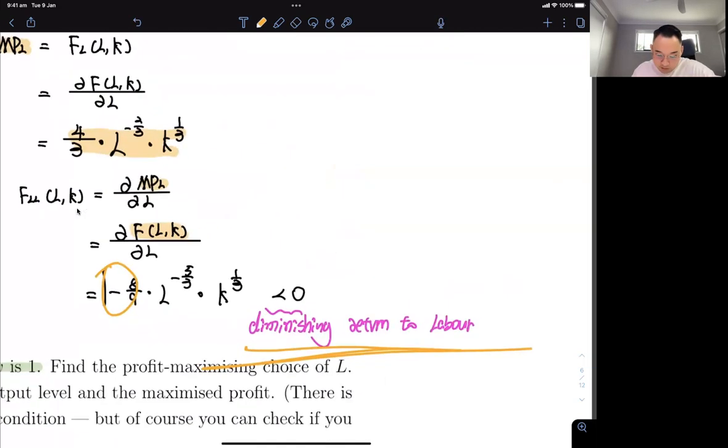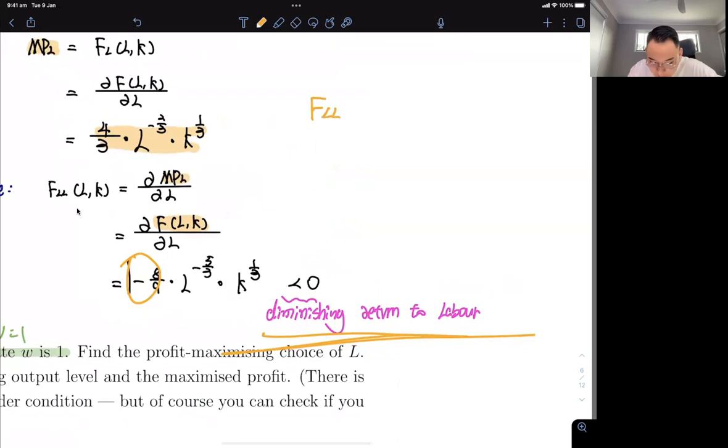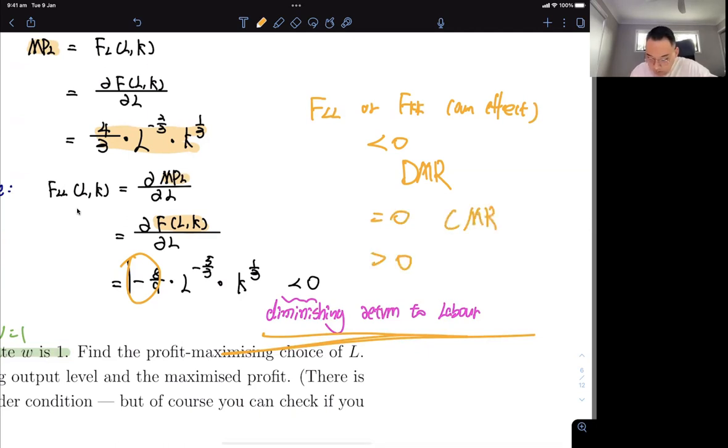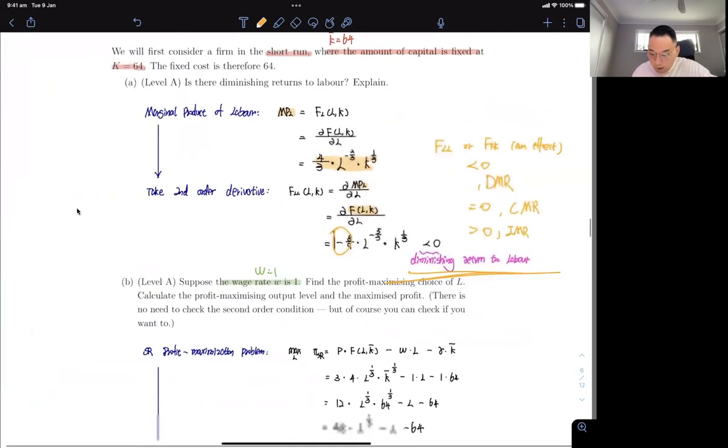The rule of thumb is: if F_LL or F_KK, which is the own effect, is smaller than 0, then this is diminishing marginal return, DMR. If it equals 0, this is constant marginal return. If it is greater than 0, this is increasing marginal return. That's a simple rule of thumb for you to remember.